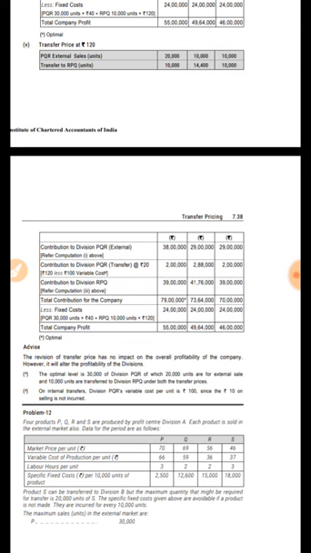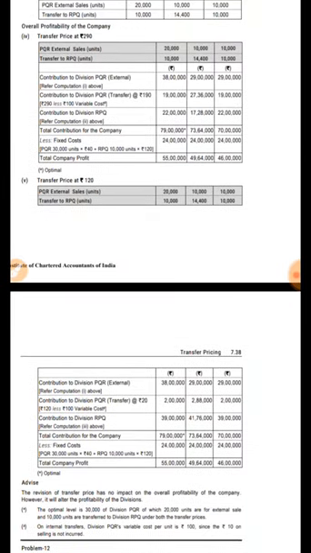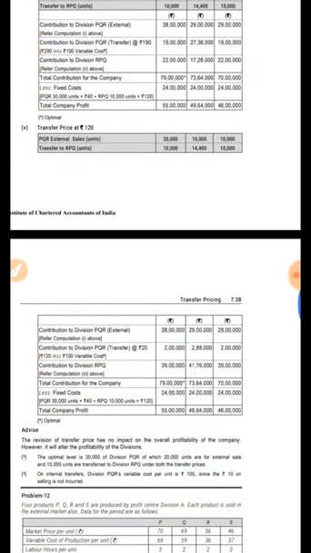So just total the total contribution for the company and reduce fixed cost, you'll get the total company's profit. So see, previously what profit did we get? 55 lakh, 49 lakh 64,000 and 46 lakh. So the advice we have to give is: the revision of transfer price has no impact on the overall profitability of the company. However, it will alter the profitability of the divisions. Okay, that's all.